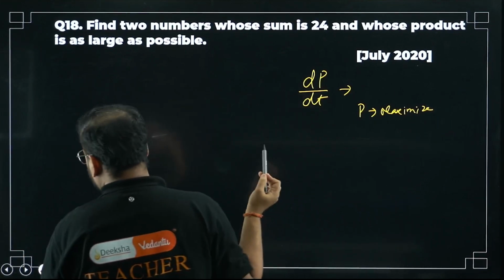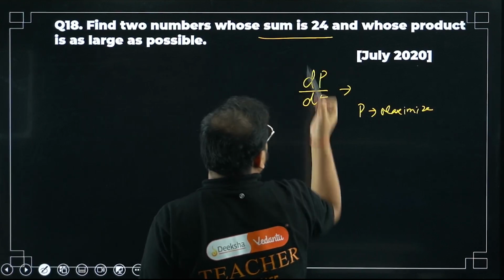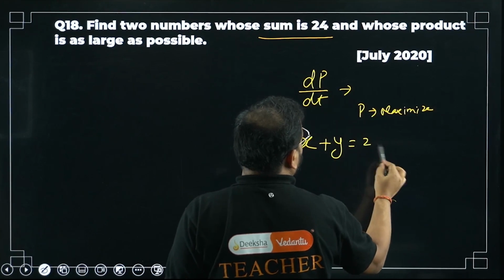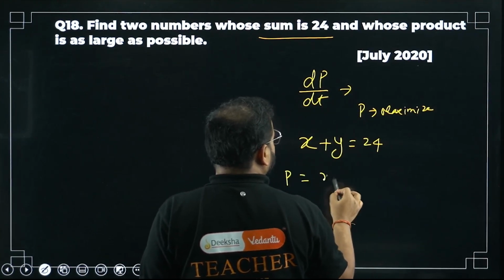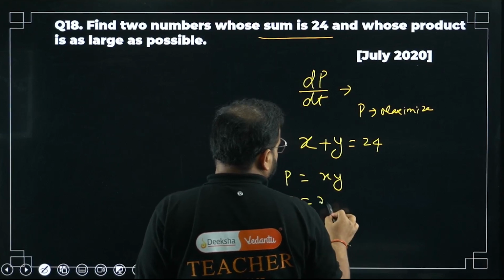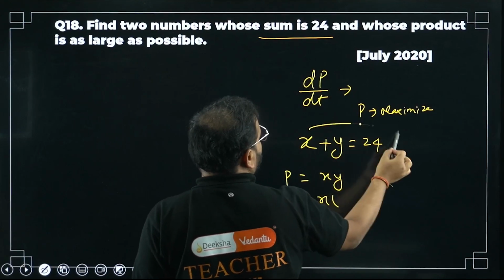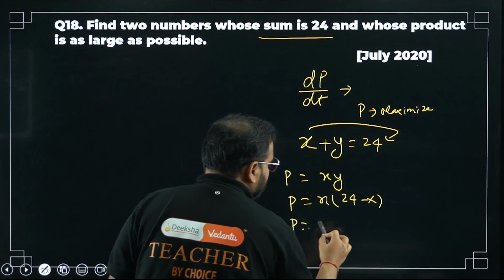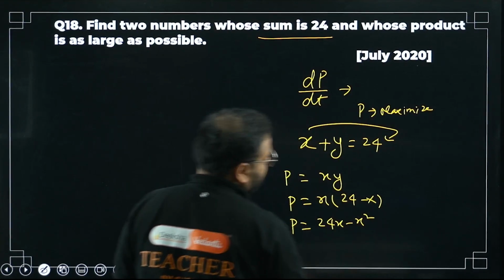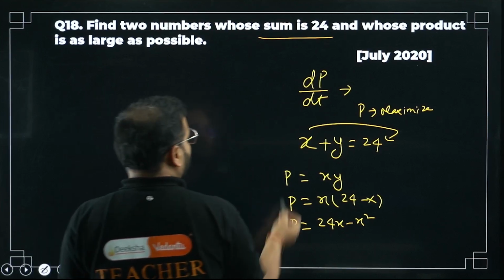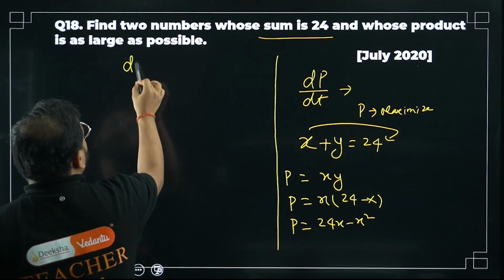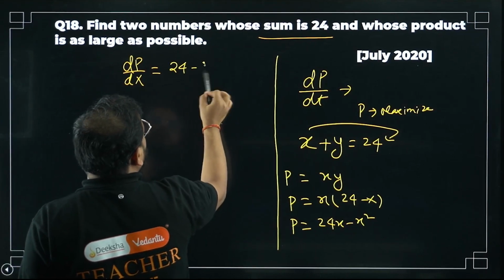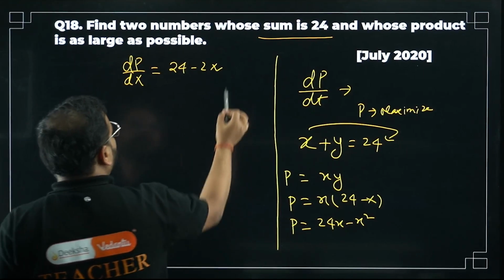Before I do that, let's use the information they have given. Sum is 24. If I take the numbers to be x and y, I have x plus y is 24. The product is x into y. Let's keep x as it is, and y will be 24 minus x. Open the bracket. Product is 24x minus x square. Maximize means derivatives, of course. So find the derivative. dP by dx is 24 minus 2x. Look for the critical point, equal to 0.